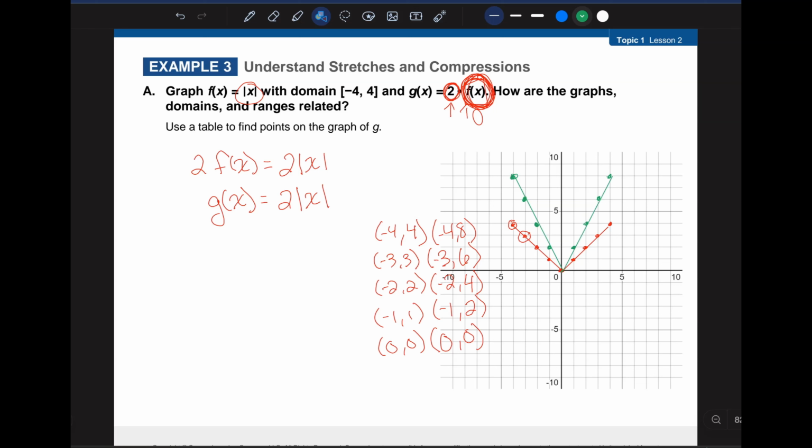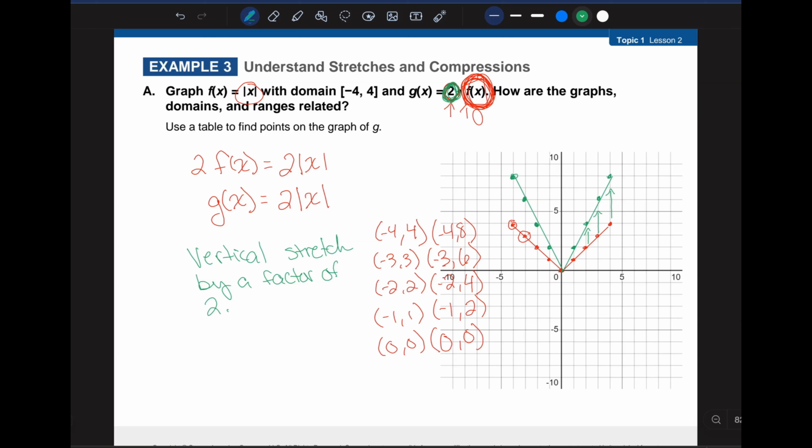Now, if I look at this, my y values have been stretched up. All of them are twice as high as they were. We call that a vertical stretch. So this was a vertical stretch by a factor of 2. So anytime I want to have a vertical stretch, I'm going to multiply my entire equation by whatever number I am looking at. In this case, it was 2.